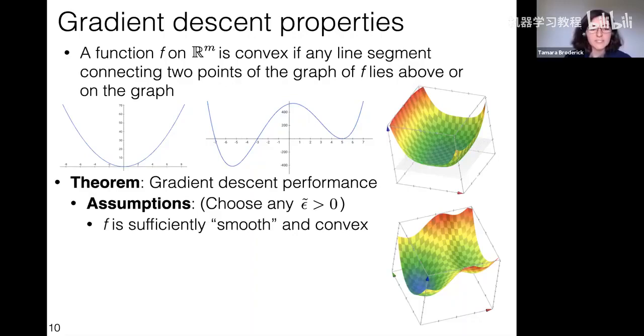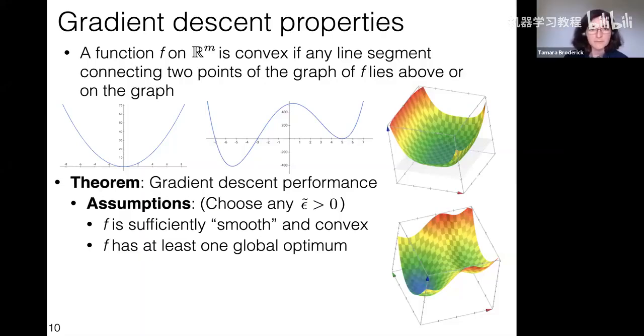I'm going to assume f is sufficiently smooth and convex. I can differentiate it. It's continuous in the right ways. There's a little bit more advanced math than we're going to get into here, but it's a nice enough function and it's convex. It has at least one global optimum.